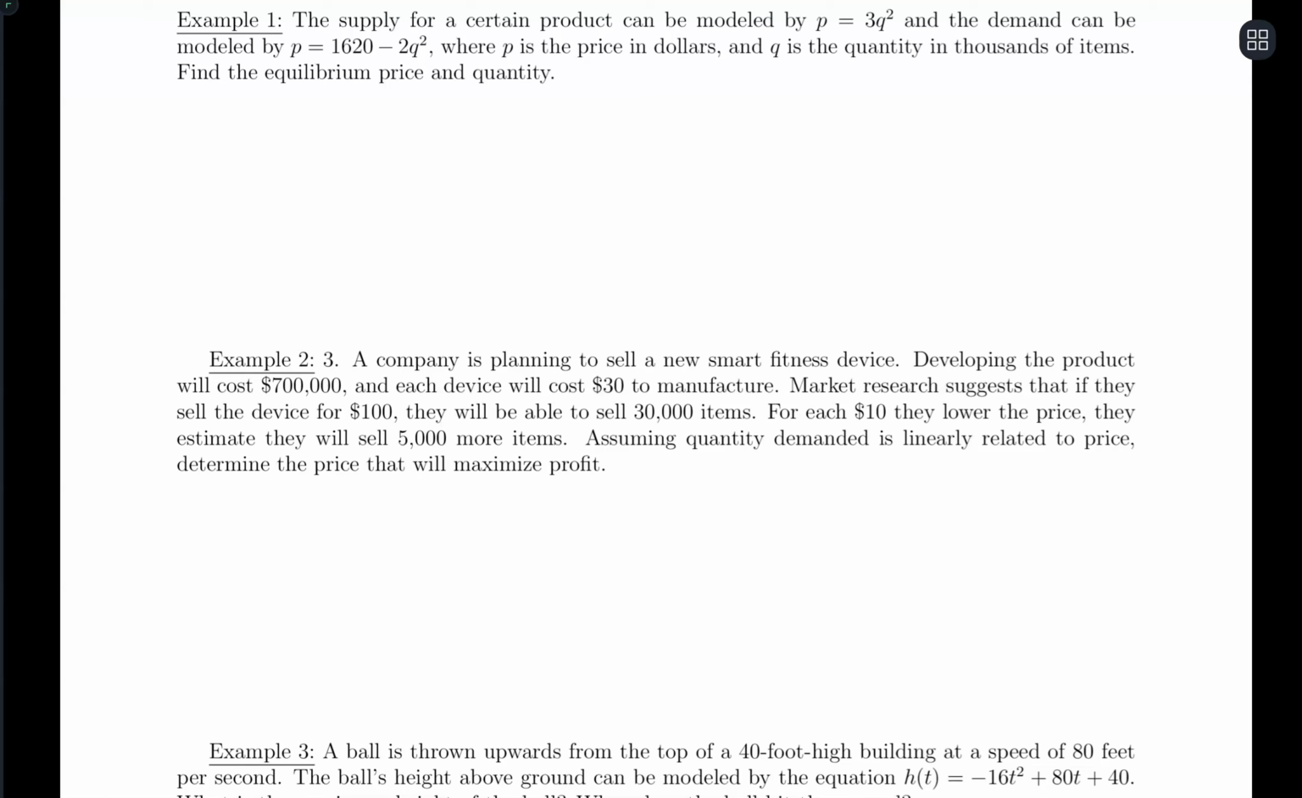In this section, we're going to look at some different word problems. So dealing with quadratic functions, as well as some applications with business models such as supply and demand and profit, revenue, cost, things like that.